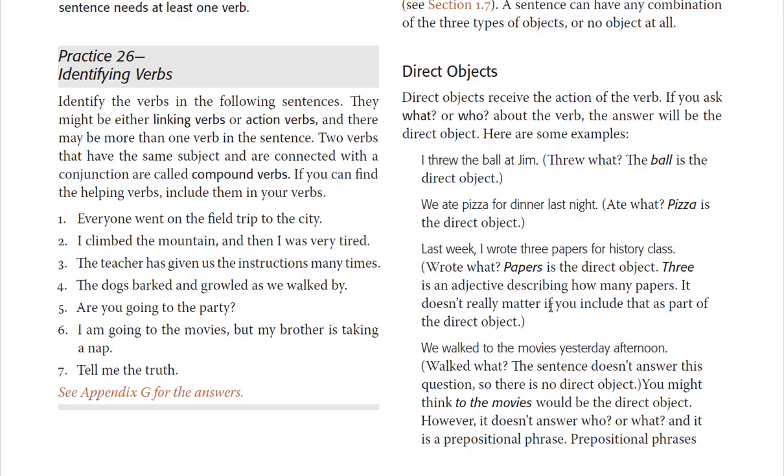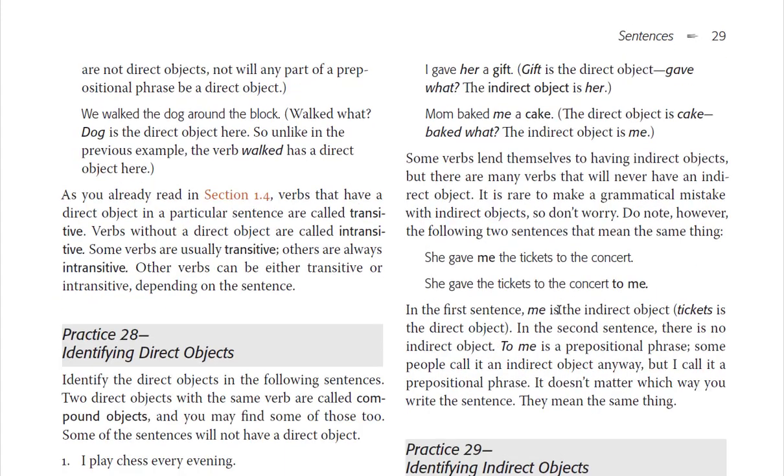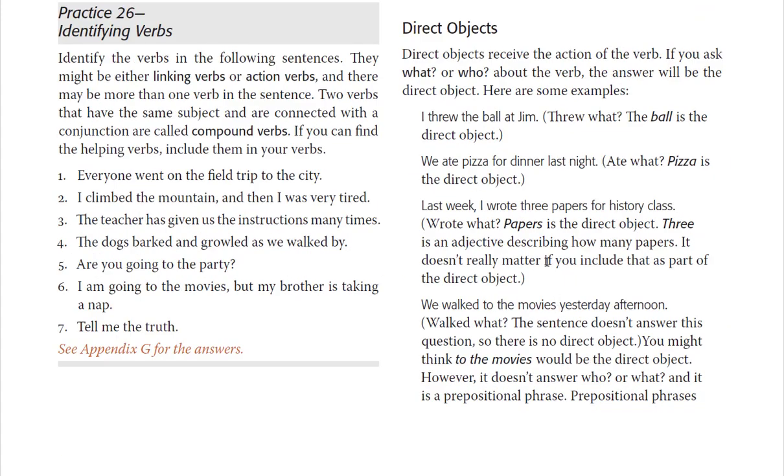So that makes it the third kind of object. Remember, there are 3 kinds of objects. Direct object comes directly after the verb. Then you've got the indirect object, which would be not in this example.